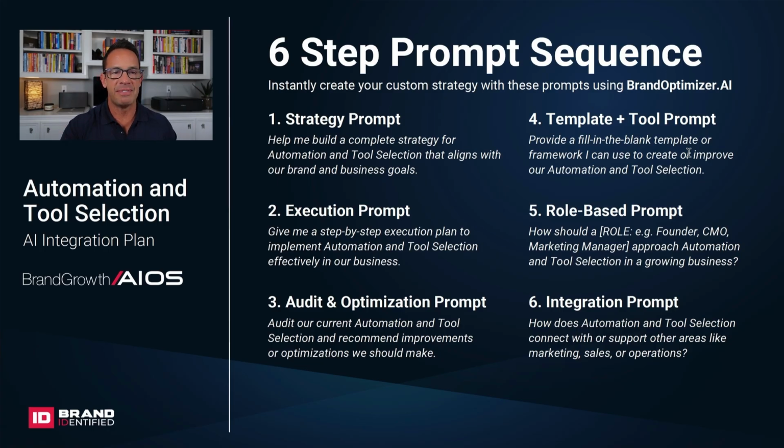Now, prompt number 5, this is your role-based prompt, and that is: how should, and you'll want to insert your title, your role, your position, or a position within your organization, so for example, founder, CMO, or marketing manager, approach automation and tool selection in a growing business. And then finally, your final prompt here is your integration prompt, and that is: how does automation and tool selection connect with or support other areas of our business like marketing, sales, or operations.